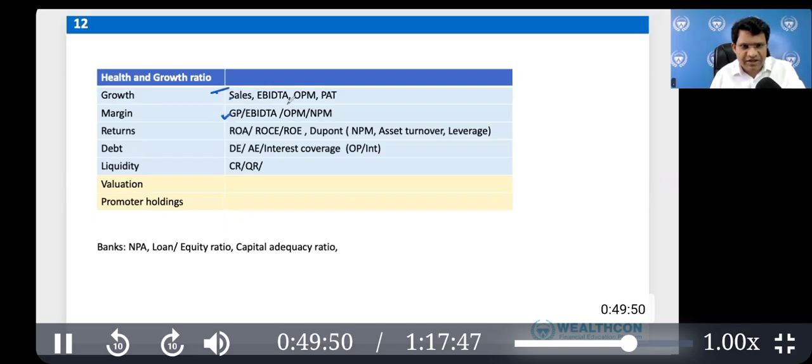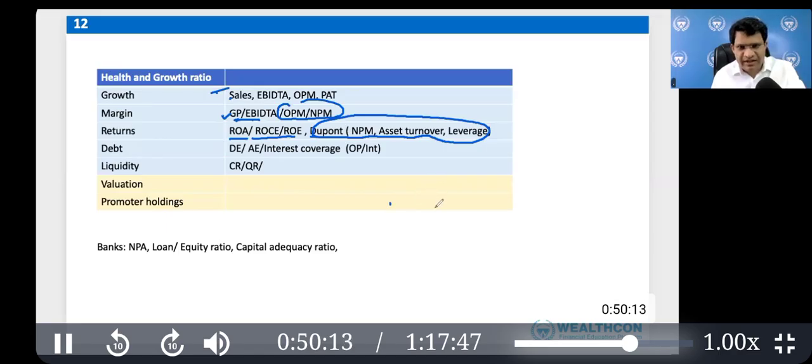This is margins. Some people say gross profit margin, EBITDA margin, OPM, NPM. I explained these two. These are more or less the same. It is used in new companies. Then ROA, I explained this. And one important is this DuPont analysis.